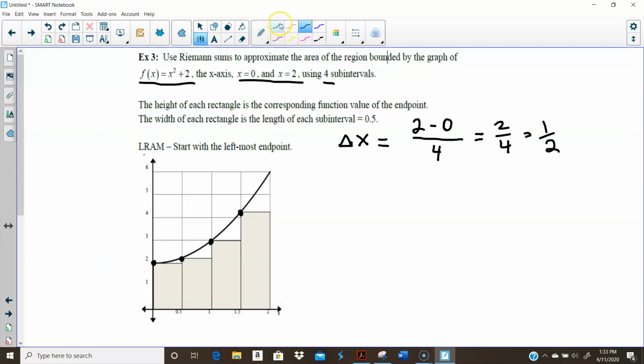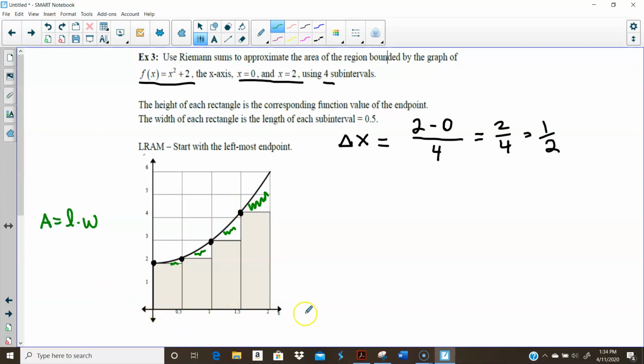Now, we know it's not going to be perfect because when I find the area of those rectangles, I've left out this part here, here, here. So it's actually an underestimate, but regardless, it's still an estimate. The next thing we need to do is then find the area of the rectangles. We know area of rectangles equals length times width.